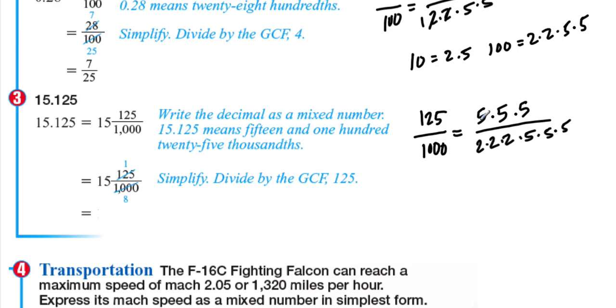And then we simply cross cancel now. That's a 5 and a 5, that's a 1. This 5 cancels out, that's a 1. And that 5 cancels out, that's a 1. So what's left? 1 times 1 times 1 is 1. 2 times 2 times 2 times 1 times 1 times 1 is 8. And that's how you got 1/8 right there. So 15 and 1/8 would be your simplest form.